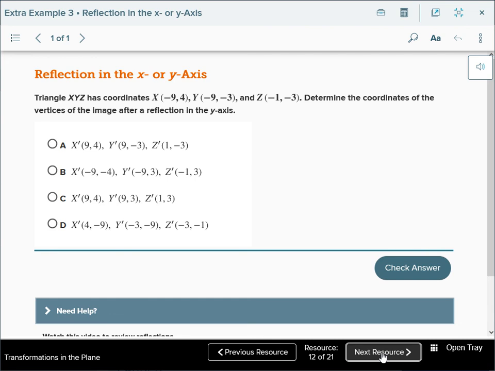C, is that the one we're going with? Click on C and then check your answer, see if that's right. Is it right or wrong? It's wrong? So which one is it? A? Is that what we're going with, A? So write these answers. That's what you need to write in the blank. Don't just put A, that's not going to do you a whole lot of good, right, Cameron? You need to write the actual points: X prime, 9, 4; Y prime, 9, -3; Z prime, 1, -3.